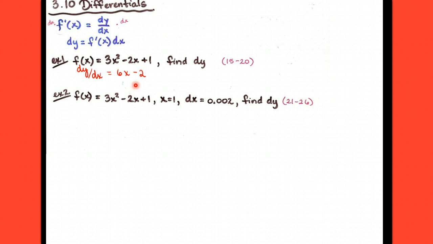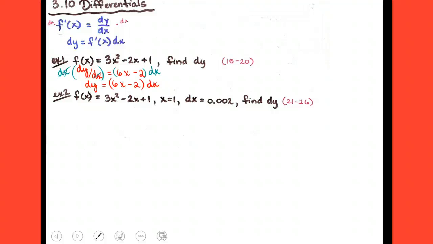So how do I get dy by itself? Multiply both sides by dx. And so my differential dy would be 6x minus 2 times dx. And that's it. That's my differential. Now sometimes I can give an equation for the differential. Other times I can actually go ahead and find a value for the differential.